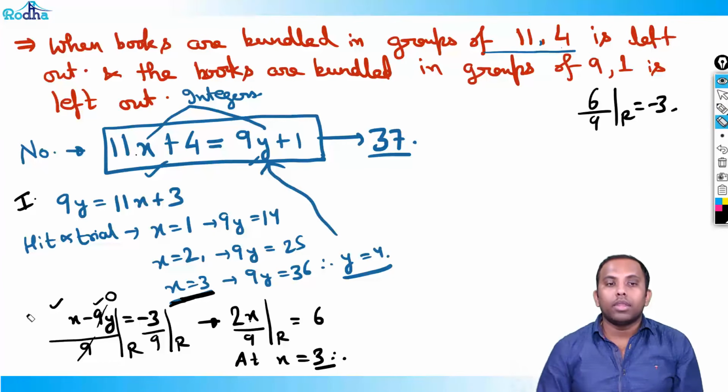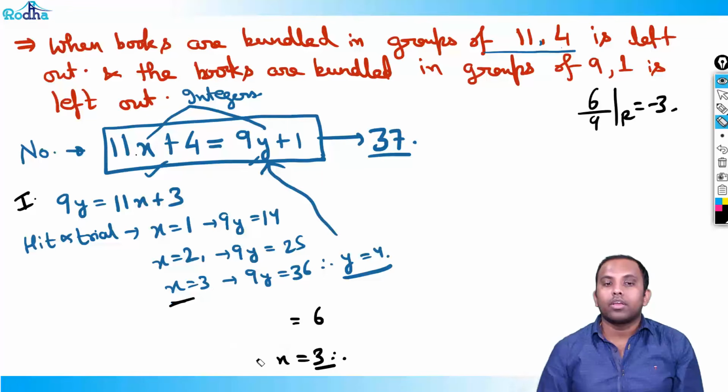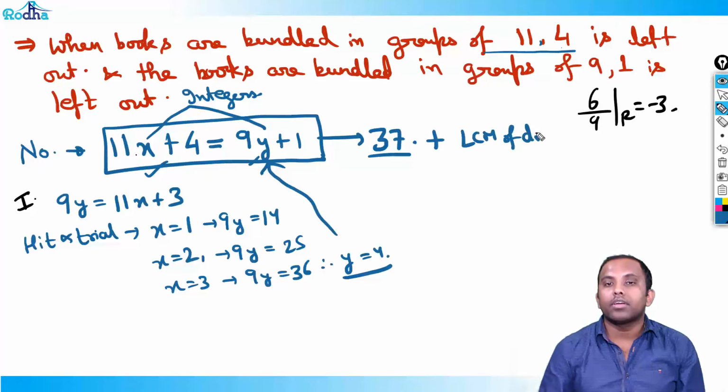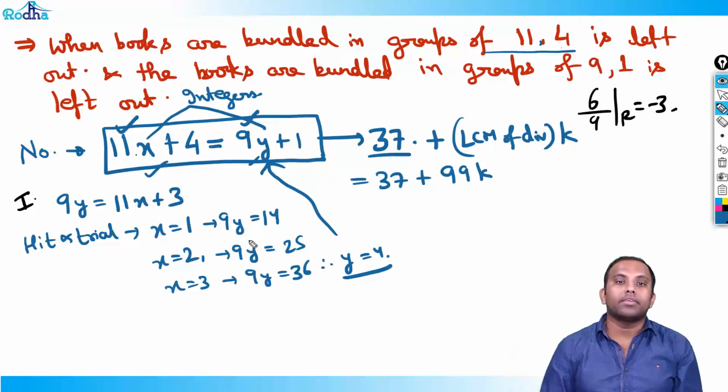Anyhow, the number is 37. Now again, same thing, we discussed this earlier also. The first number here is 37. What is the next number? The next number should be 37 plus the LCM of the divisors into k. 11 and 9 are the divisors, so the LCM of 11 and 9 is 99. So the number is of the form 37 plus 99k.